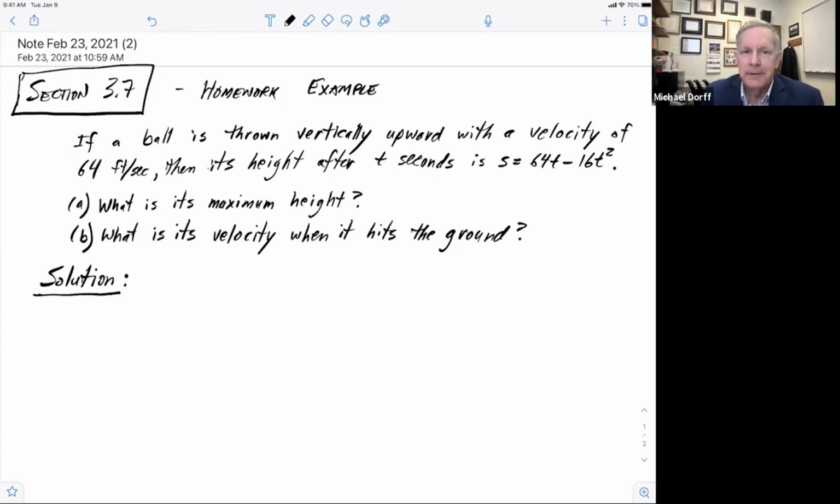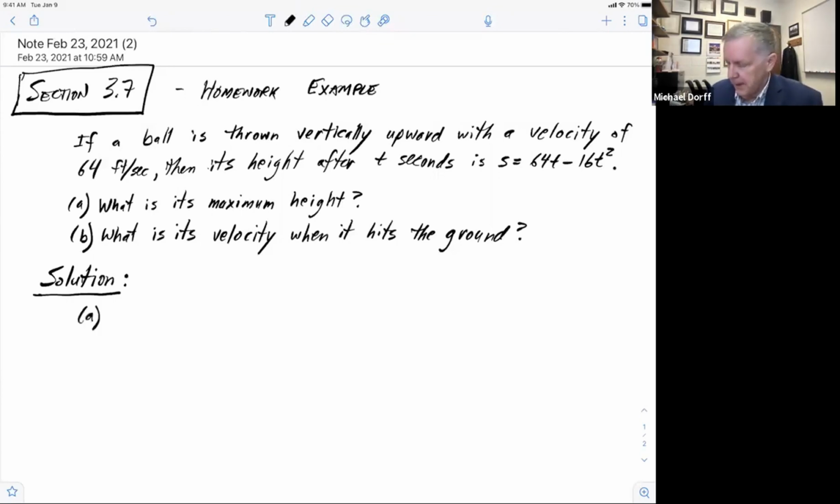We're in section 3.7 and we're looking at another homework example. In this one, a ball is thrown vertically upward with a velocity of 64 feet per second, and we're given the equation for its position or height as s equals 64t minus 16t squared. And we're asked to find two results to answer two questions. What is its maximum height, and what is its velocity when it hits the ground?